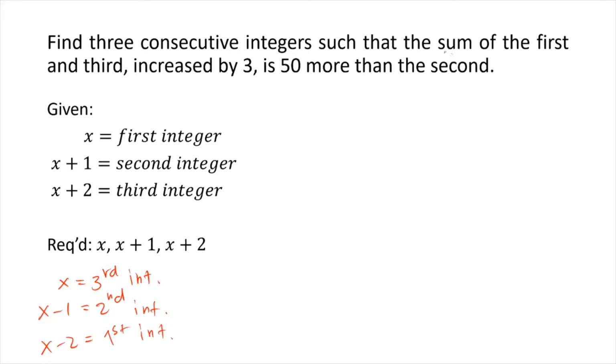The sum of the first and the third. The first in this case is x minus 2. The third is x. Then increased by 3, so add 3. And it's equivalent to 50 more than the second. The second in this case is x minus 1. Then you add 50. Okay, so combine like terms.